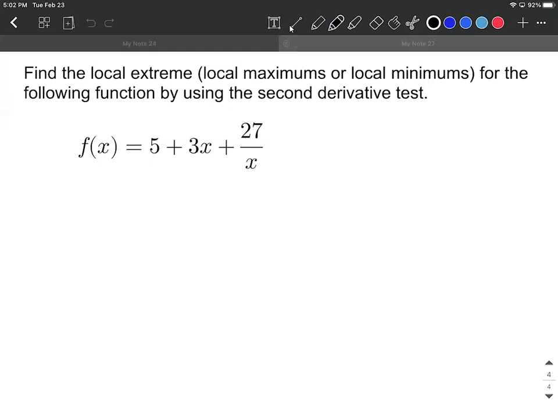The goal in this video is to find any local extrema, meaning local maximums or local minimums, which could also be called relative maximums or relative minimums, when we're given a function. We're going to be utilizing the second derivative test to figure this out.